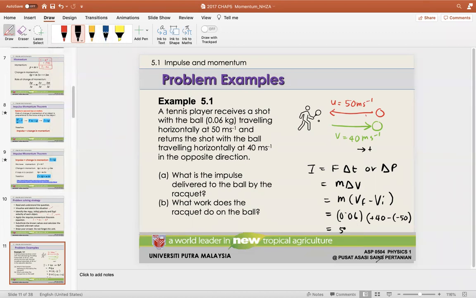5.4. So what is the unit for impulse? Kg meter per second, or Newton second, also possible. All right, so both are accepted. So that is your answer for impulse.